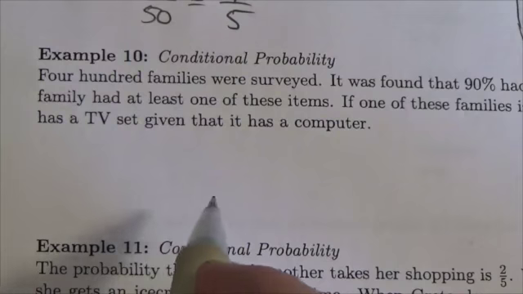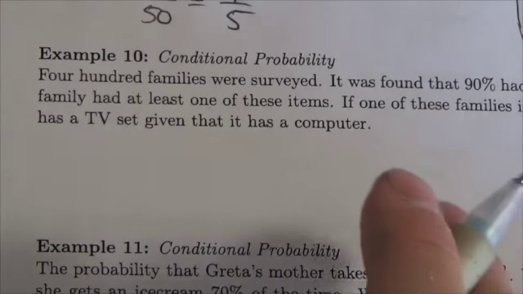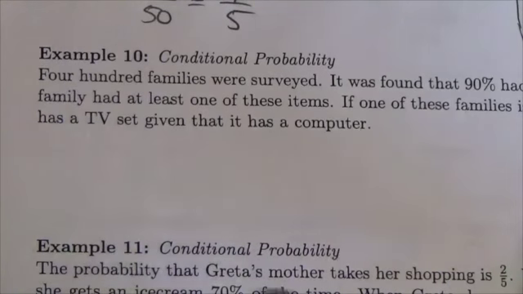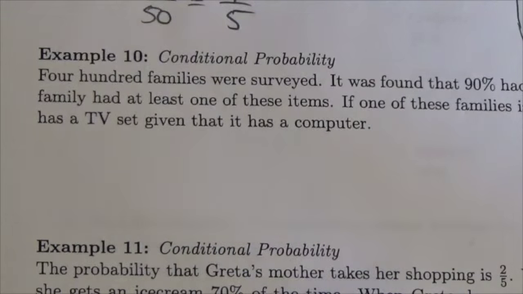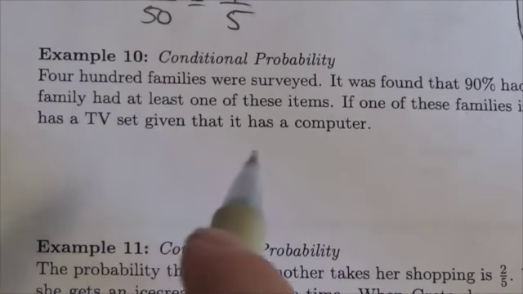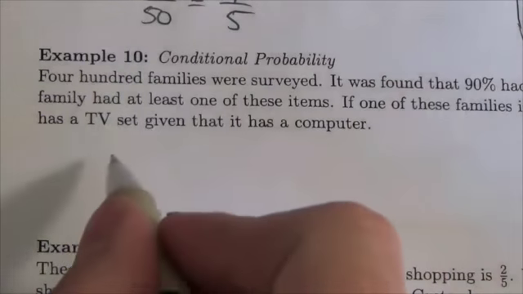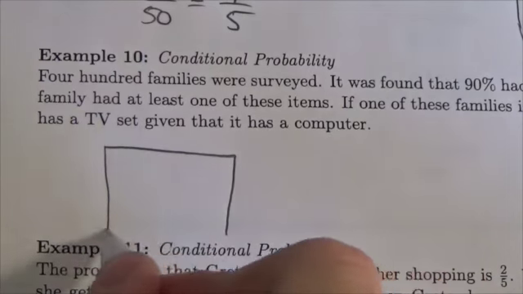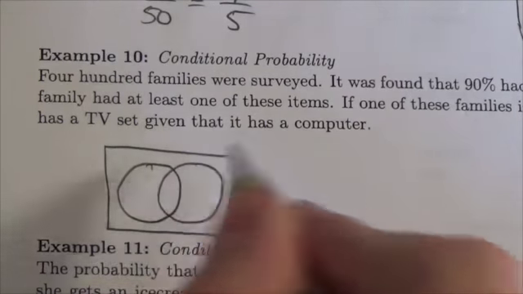The question says 400 families were surveyed. It was found that 90% had a TV set and 60% had a computer. Every family had at least one of these items. That's an important statement because it tells us there's nobody outside. If you think about the Venn diagram, there's nobody outside those two sets. If one of these families is randomly selected, find the probability that it has a TV set, given that it has a computer. Okay, let's build ourselves a little Venn diagram because it makes this easy to look at.